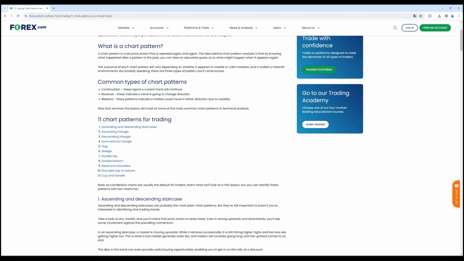So if we start talking about the common types of chart patterns, let's discuss two broad categories: the reversal and continuation patterns. The first type, reversal patterns, indicate a potential change in the direction of the current trend. As you can see, they pretty much indicate a trend that's going to change direction. Examples include the head and shoulders pattern and the double top and bottom. These patterns can signal the end of an existing trend and the start of a new one.